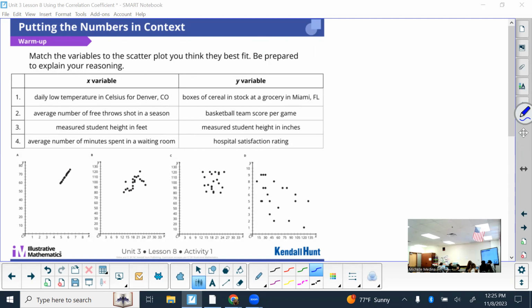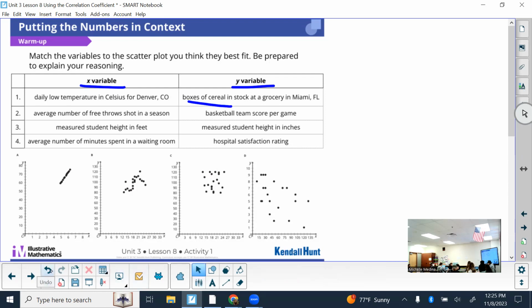So they're all paired. For example, daily low temperature compared to boxes of cereal. See which axes should be labeled that, and it tells you the X variable should go on your X axis, Y variable goes on your Y axis. See which one makes the most sense and pair them up together. I'm going to reveal the answer, so you might have to pause.